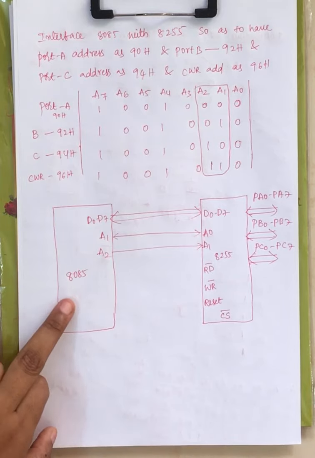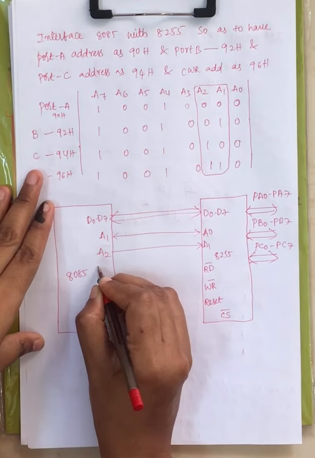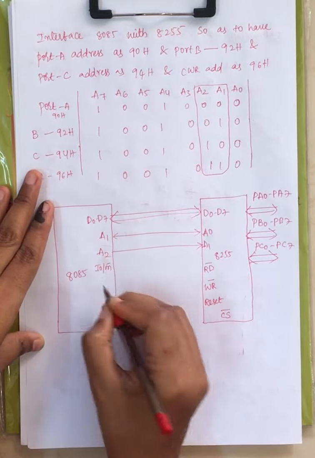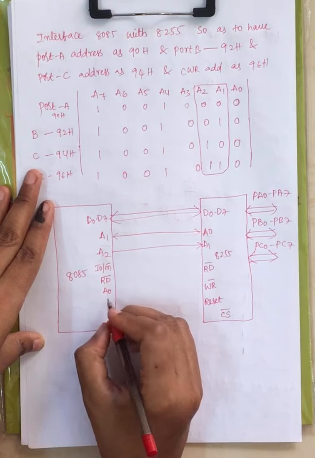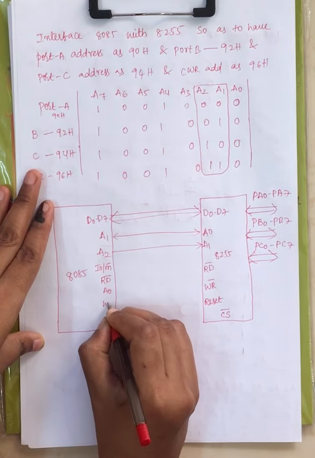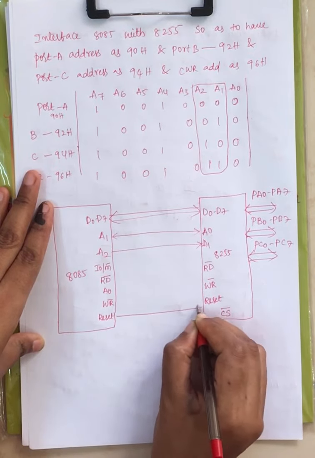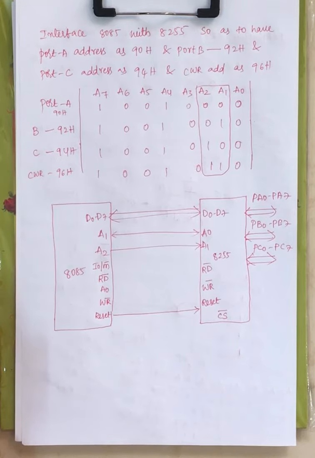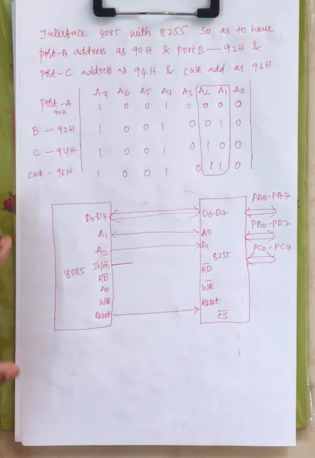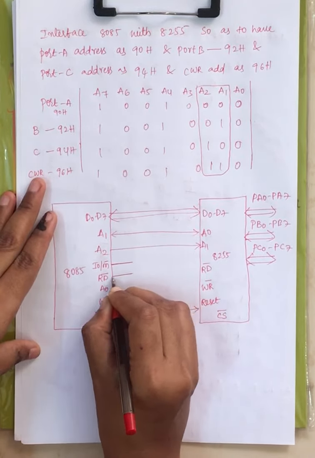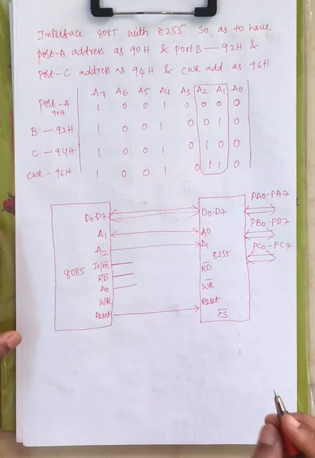Now A2 of 8085 is connected to A1 of 8255. Next you have IO/memory bar, next the read signal, next address line A0, next the write signal, and next reset. Reset of 8085 is connected to reset of 8255. This is active high because it is IO mapped IO. For reading, the signal should be logic 0, and that is connected to A0.